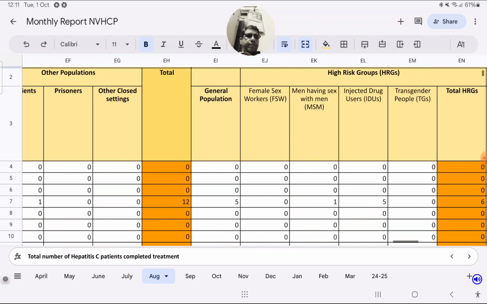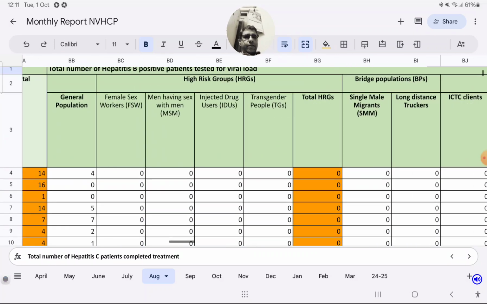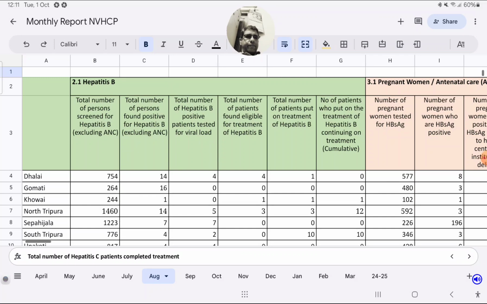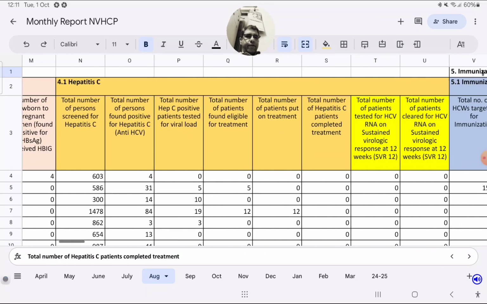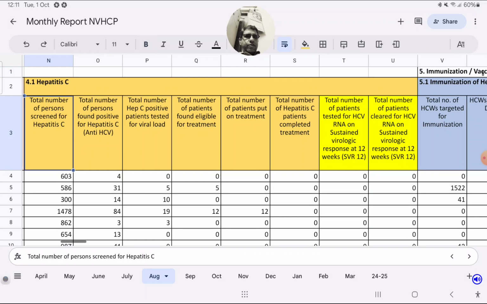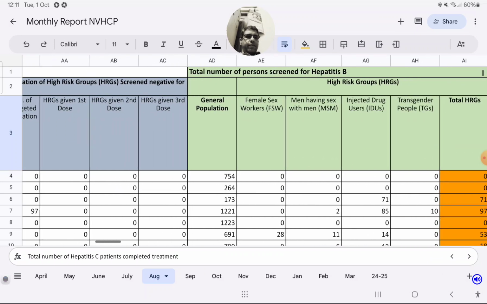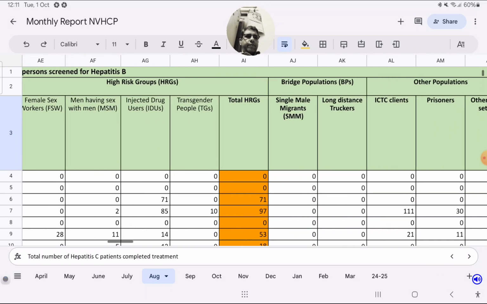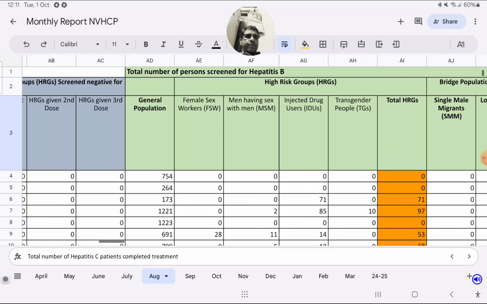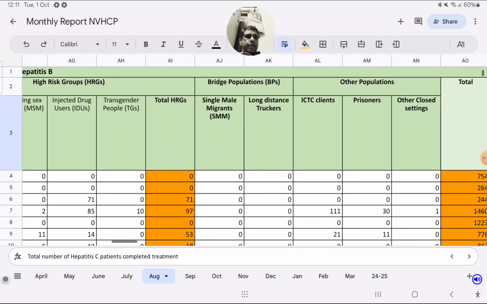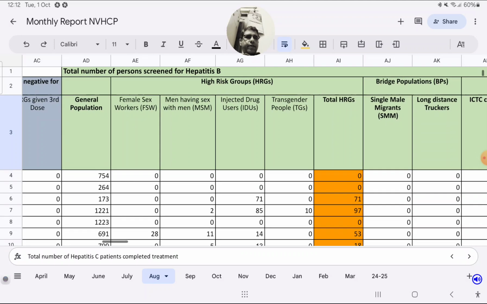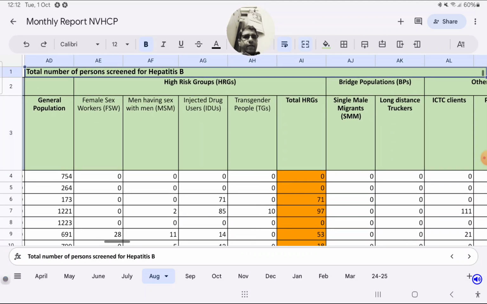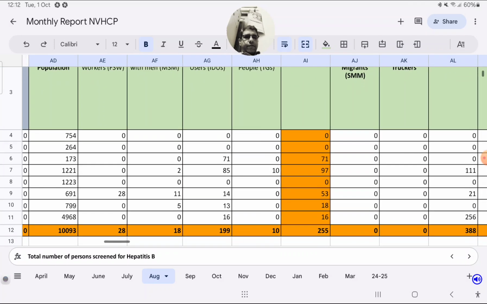So what we have reported in the first section, here for hepatitis B and here for hepatitis C, for each of the columns under HRT there has been a section made where we can categorize the services under various categories. For example, if I talk about one subsection under the HRV, it will be HRG, high risk group. It will be clear. Let us understand total number of persons screened for hepatitis B. Let us take an example of this one.